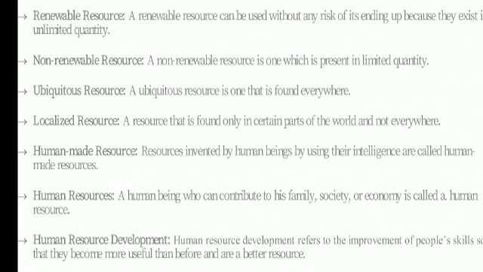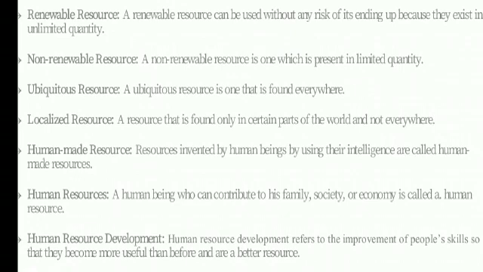Human-made resources: resources invented by human beings by using their intelligence are called human-made resources. Human resources: a human being who can contribute to his family, society, or economy is called a human resource. Human resource development refers to improvement of people's skills so that they become more useful than before and are better resources.